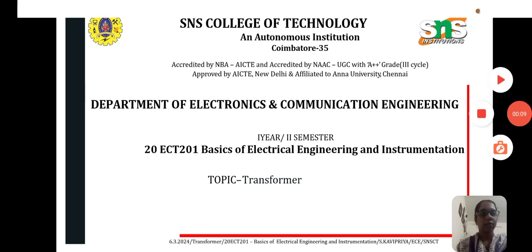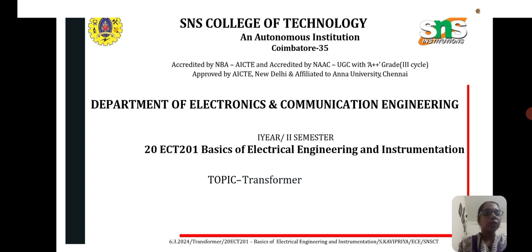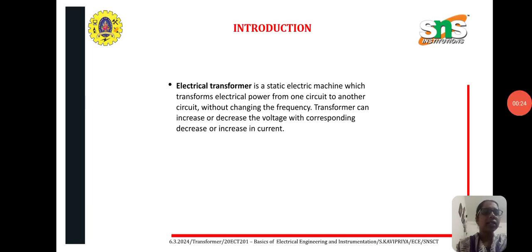Today I am going to deliver a topic, transformer, from the subject Basics of Electrical Engineering and Instrumentation. So we are going to see about the transformer construction and working principle. First, what is a transformer?